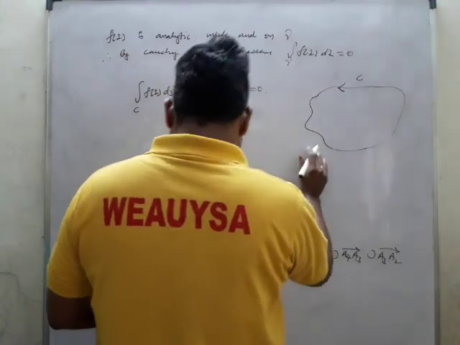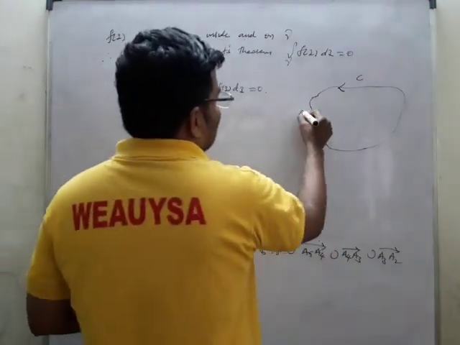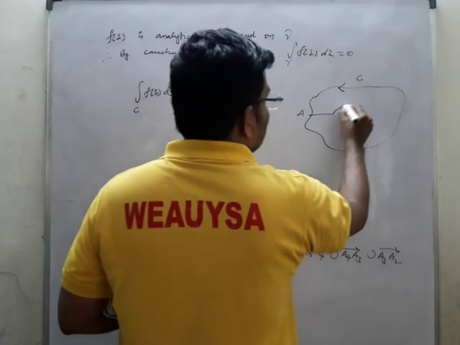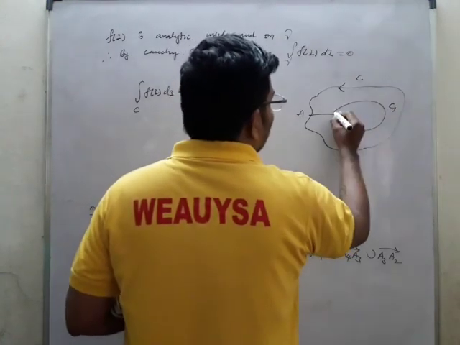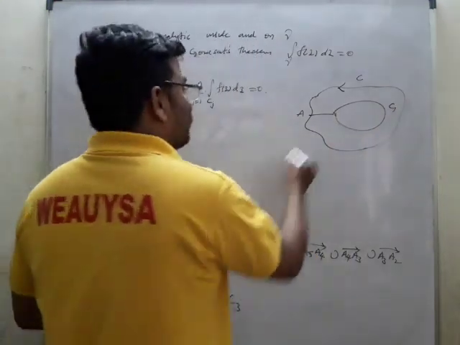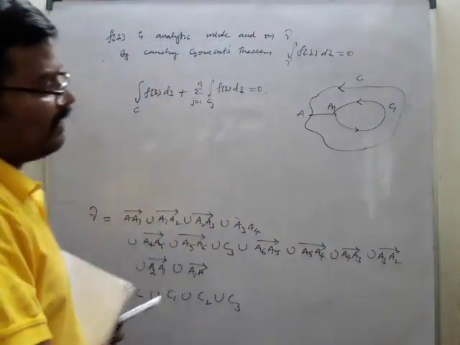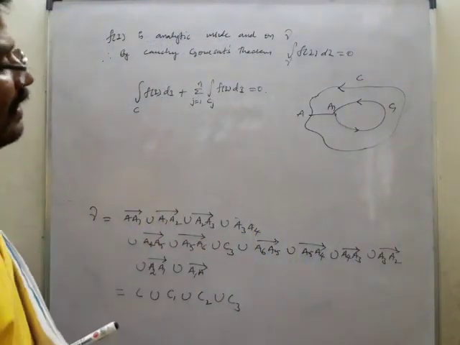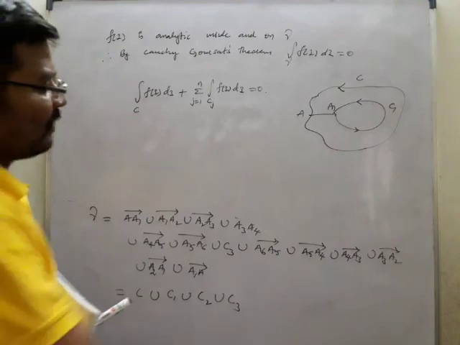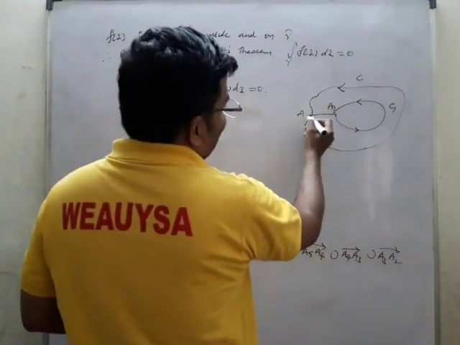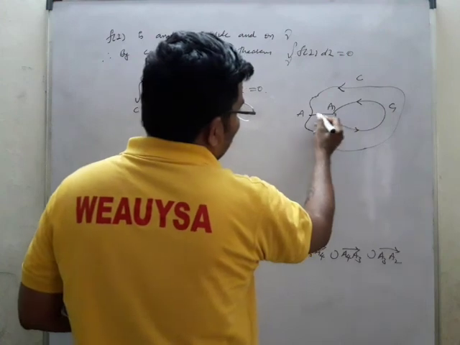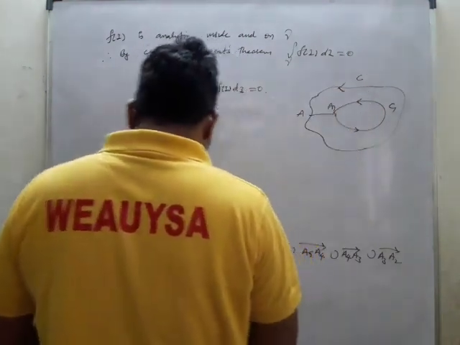This is C, and this is A. From A towards this is some C1, like that also, this is some A to A1. This is a closed simply connected domain. If you connect the domain like this, this is the figure. Again you can combine like this. This is how we can get it.